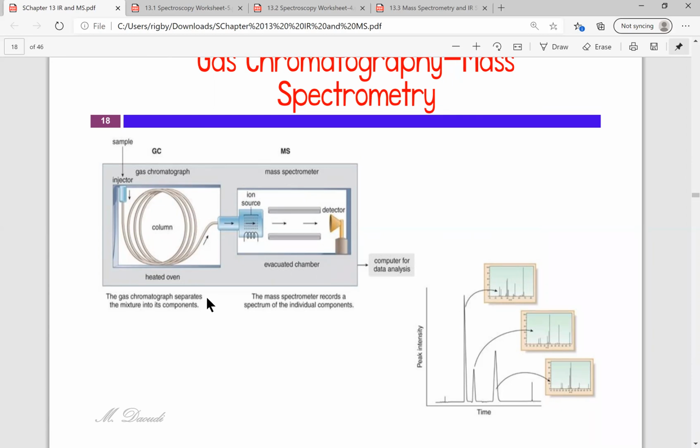and the smaller fragments will travel through the oven quicker than the larger fragments. So in this sense, we can split up a sample of multiple molecules into different mass spectroscopies, because the smaller molecules will travel faster than the larger molecules.